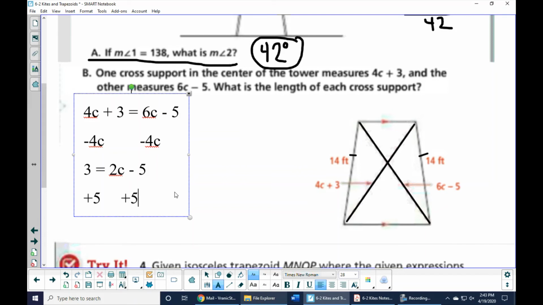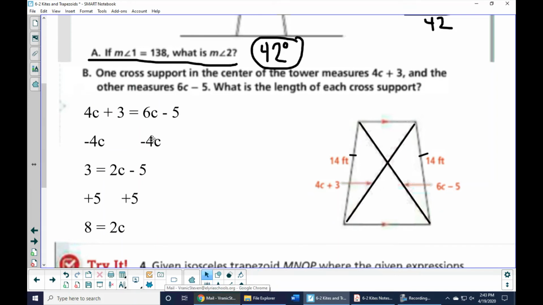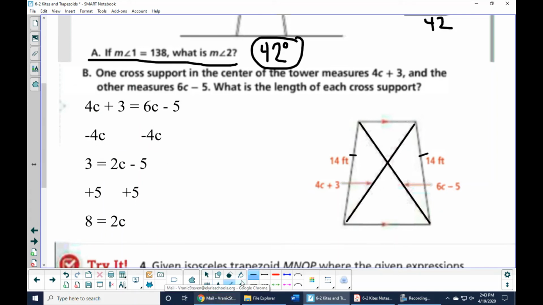Okay, which is going to leave us with 8 equals 2C. Move this over here. All right, one last thing that we have to do. We have to divide both sides by 2, which is going to leave us with c equals 4.